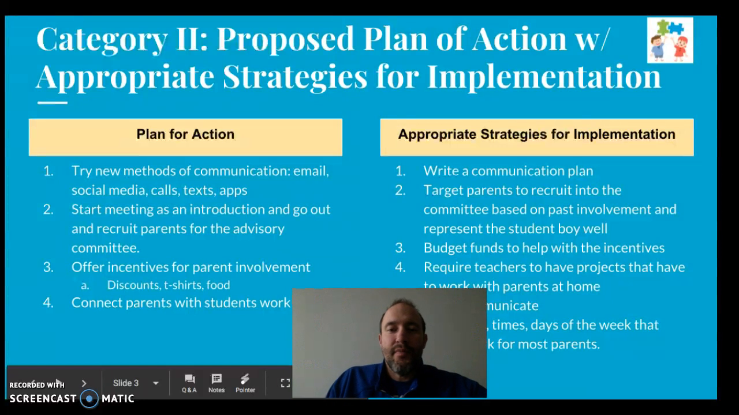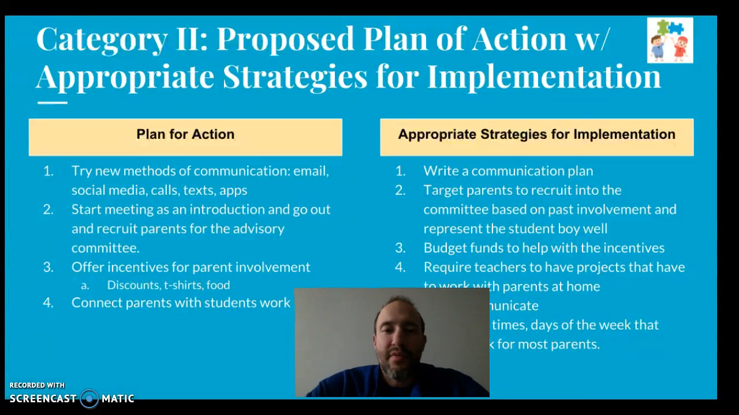So, plan for action here. Try new methods of communication, I think, would be a good first step. Each school is a little different with how parents communicate, and within each school, different groups of parents communicate in different ways. So I would do multiple lines of communication, including your old school email, picking up the phone and calling, texting, having apps like the Remind app where you can basically text information to people, social media, website, everything that you could possibly use that can help people communicate.